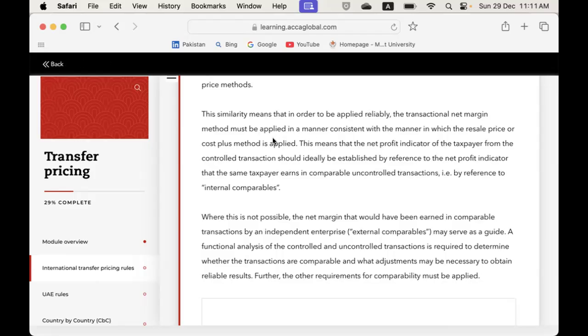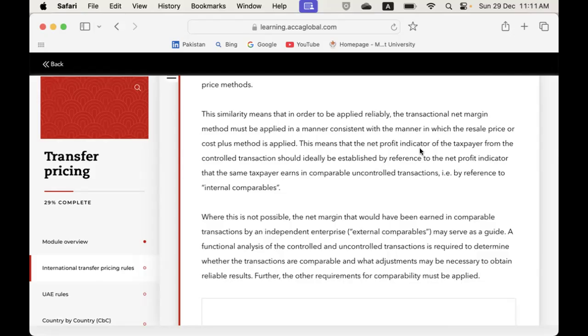In the same manner, the transactional net margin method will also be applicable, but from the bottom line profitability. So we will allow for a bottom line. We'll say that okay, benchmark profit for this particular industry for a company of this big size is this much. This is the benchmark, and then we look at the reverse calculation.